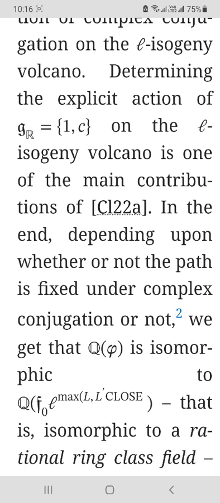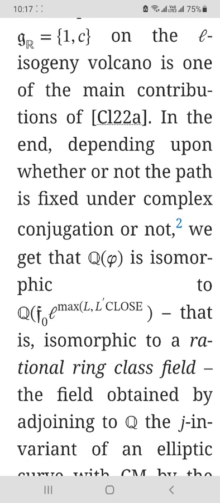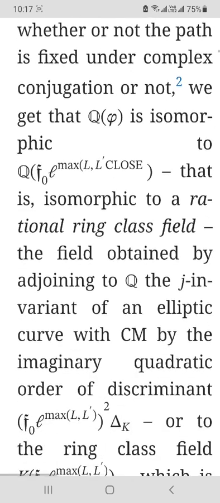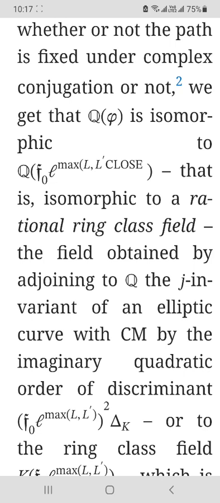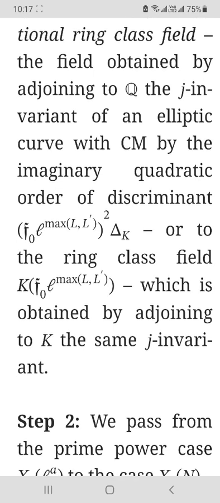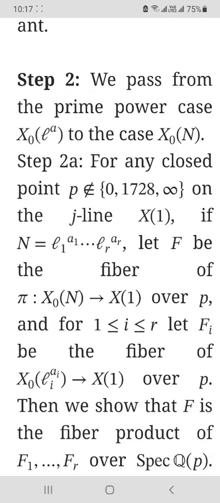In the end, depending upon whether or not the path is fixed under complex conjugation, we get that Q(phi) is isomorphic to Q(f_0 L^max(l,l')), that is, the rational ring class field obtained by adjoining to Q the j-invariant of an elliptic curve with CM by the imaginary quadratic order of discriminant f_0 L^max(l,l') squared Delta_K, or to the ring class field K(f_0 L^max(l,l')), which is obtained by adjoining to K the same j-invariant. Okay, thank you.